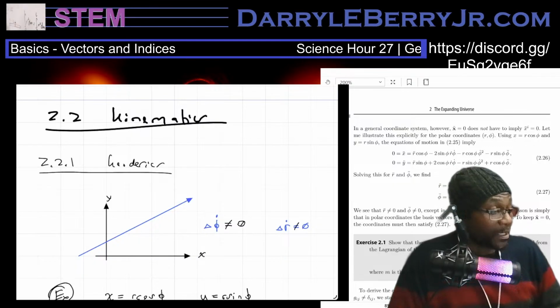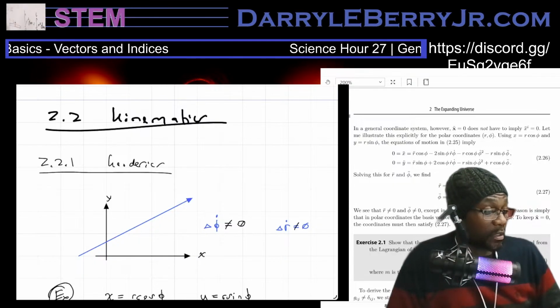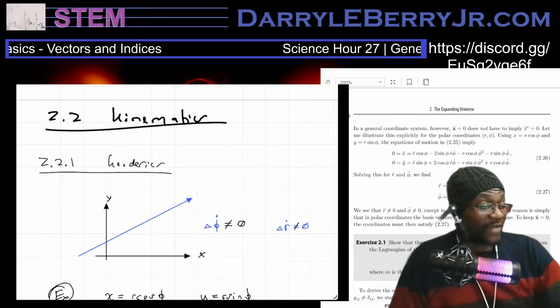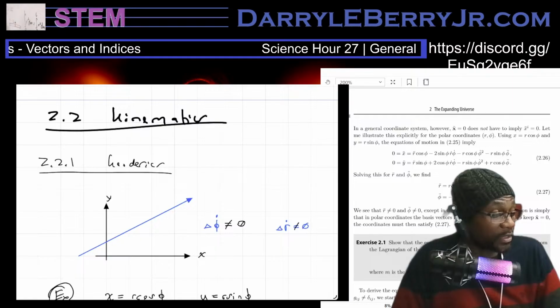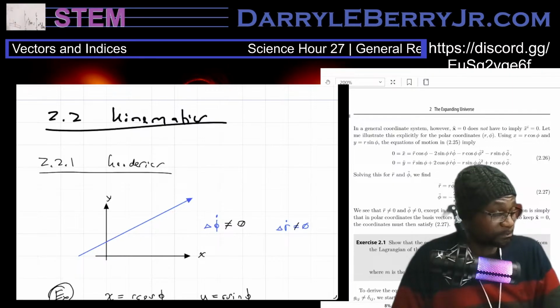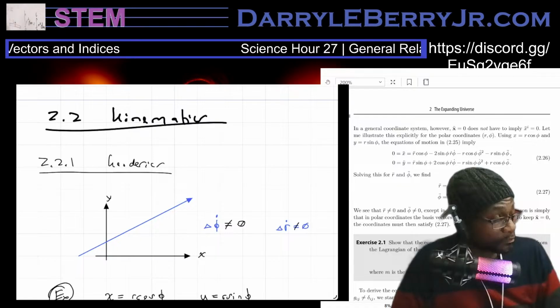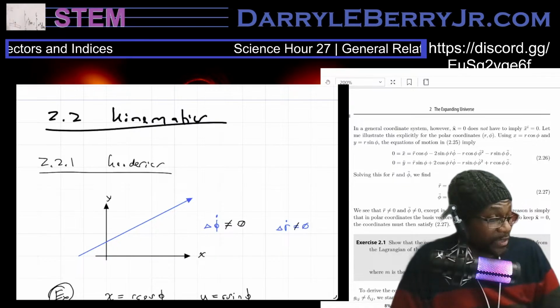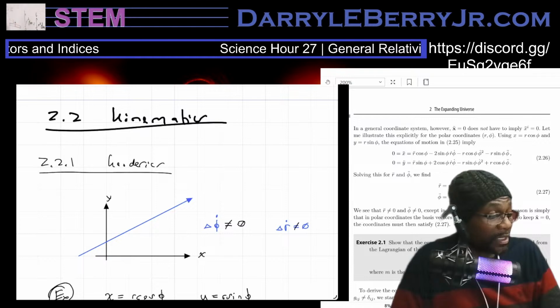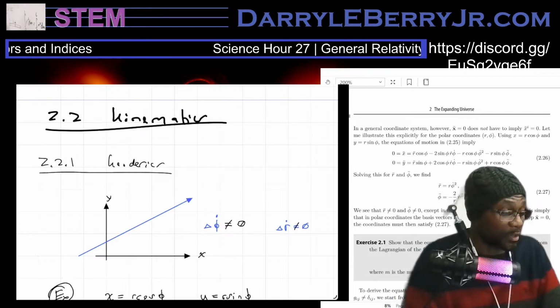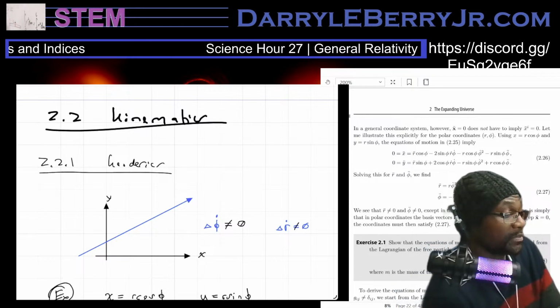The reason is simply that in polar coordinates, the basis vectors r and phi vary in the plane. To keep x double dot equals 0, the coordinates must then satisfy 2.27. So I showed that the equations of motion 2.27 can be derived from the Lagrangian of the free particle, where m is the mass of the particle.